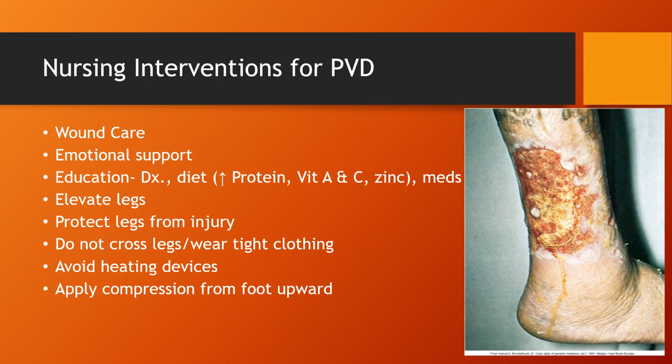Avoid heated devices and apply the compression wrap from the foot up to the knee. So you want to make sure it's in a nice, even, sequential wrapping. You want to just continue to wrap straight up the leg, not up and then back down. Make sure you go in one direction to promote the venous return.